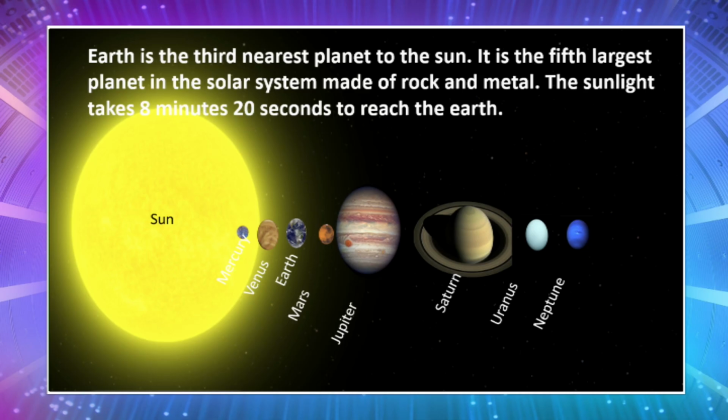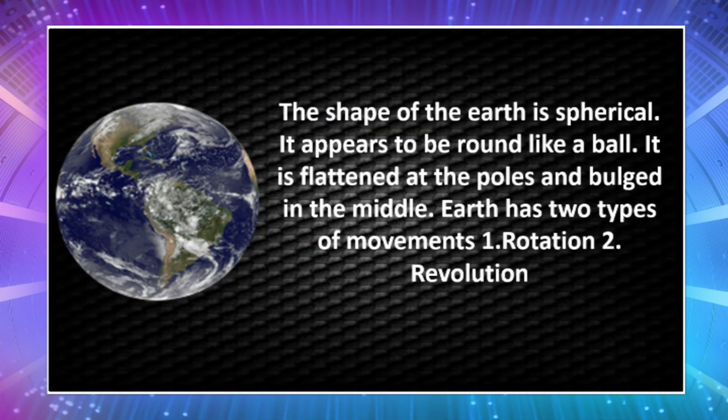Then comes Jupiter, which is the biggest planet in our solar system. Jupiter is the 5th nearest planet in solar system. Then comes Saturn, which has the highest number of satellites in the solar system. Then comes Uranus, and the last planet, which is the farthest planet in the solar system to the Sun, is Neptune. The shape of the Earth is spherical. It appears to be round like a ball. It is flattened at the poles and bulged in the middle.